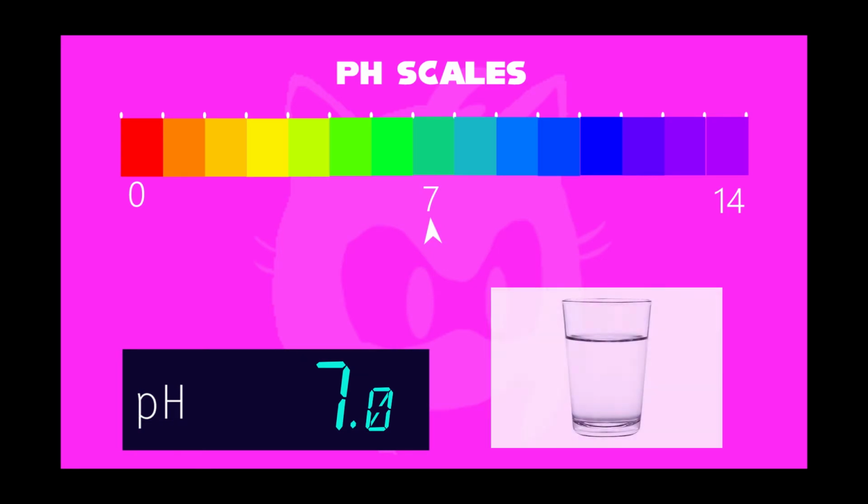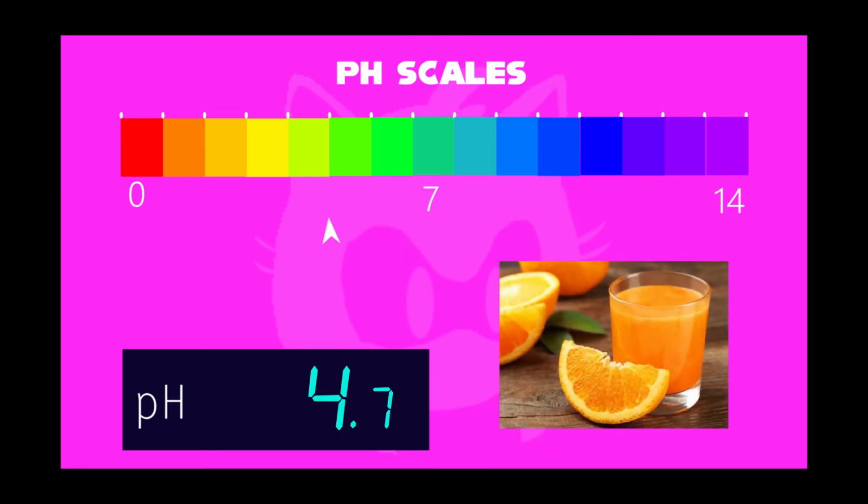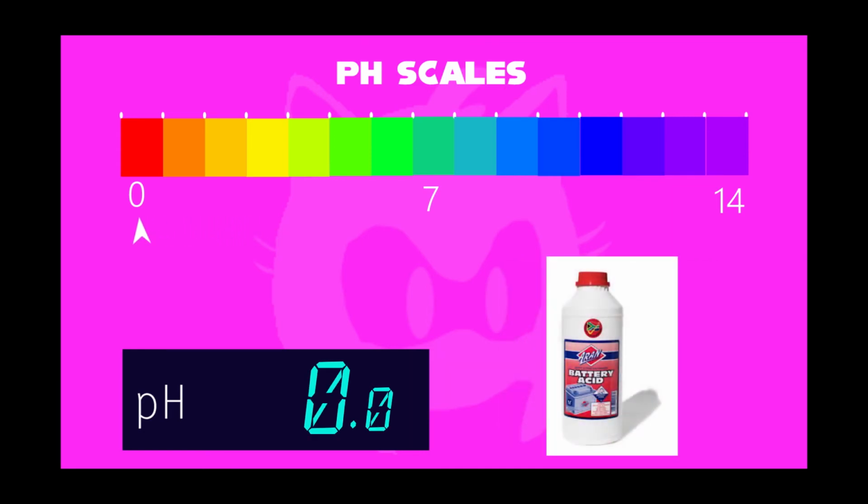Suppose water: it has a pH of 7, which is neutral. Next, some examples of acidic solutions. The least acidic, such as milk, has a pH of 6. Next, a little more acidic, orange juice, which has a pH of 2.7. Next, highly acidic battery acid, which has a pH of 0. Battery acid can be very corrosive and dangerous. You should keep your bare hands away.